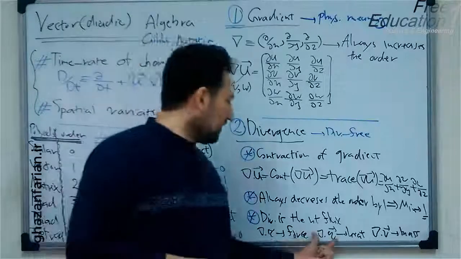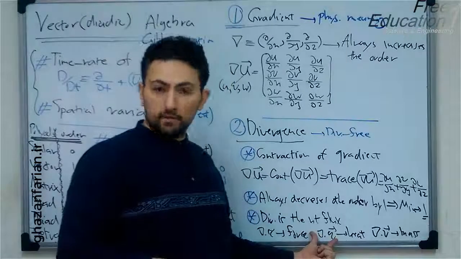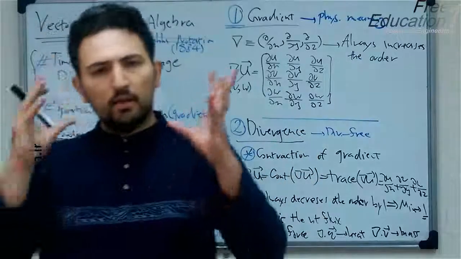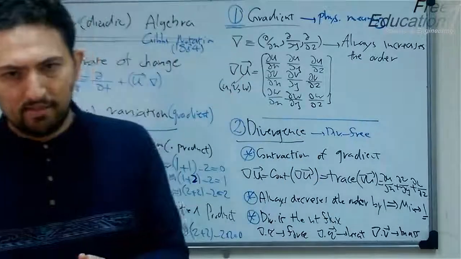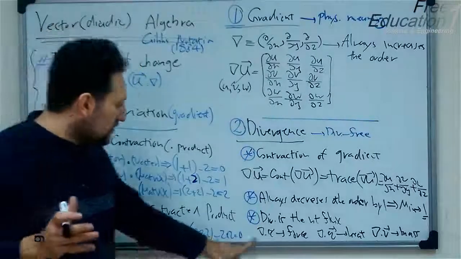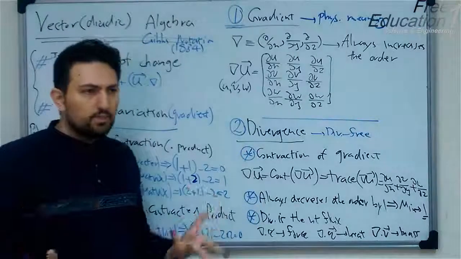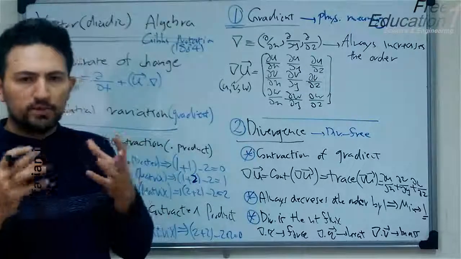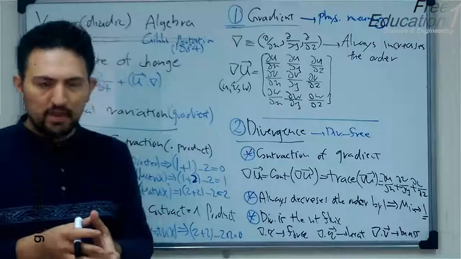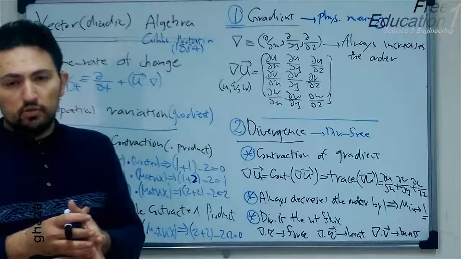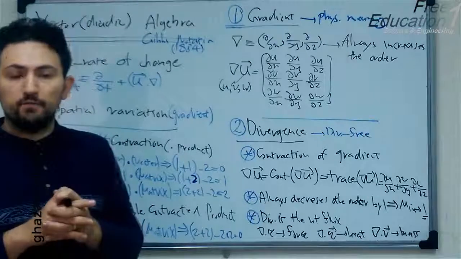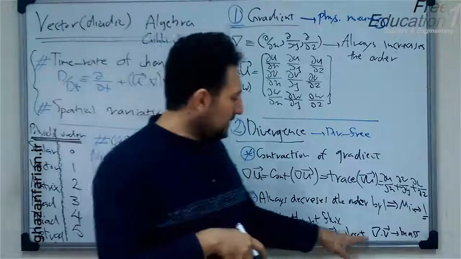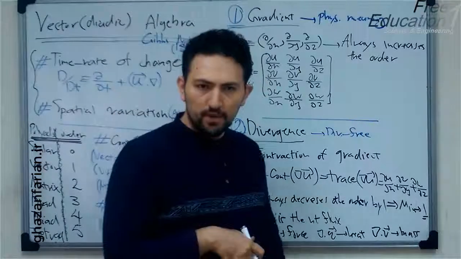Or the divergence of the heat flux vector shows the net input heat into that element. Or the divergence of the stress tensor represents the net exerted force on that element, which is used in the conservation of momentum. This one is used in the conservation of energy, and this one is used in the conservation of mass.